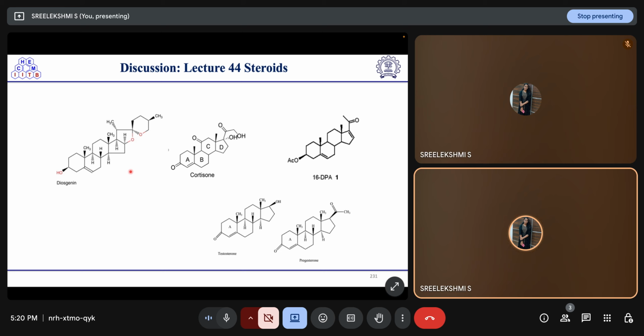Now moving to the next lecture, which was about steroids. Here we have seen the application of the Marker degradation process in the total synthesis of steroids like diosgenin, progesterone, cortisone, and testosterone, and these all were industrial methods also. So diosgenin is a drug.